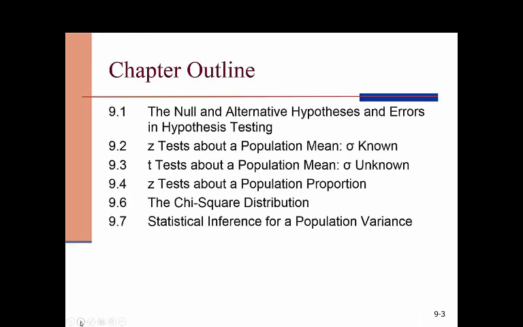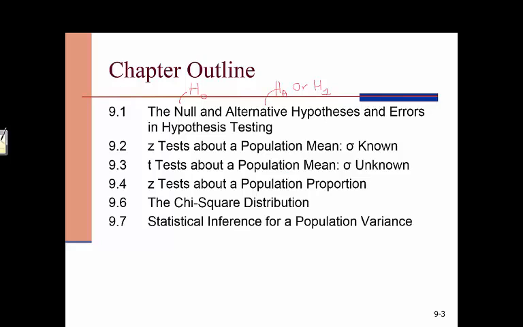First we're going to set up hypotheses: the null hypothesis and the alternative hypothesis. The null hypothesis is denoted as H0, and the alternative hypothesis is denoted as HA, or you can also use H1.